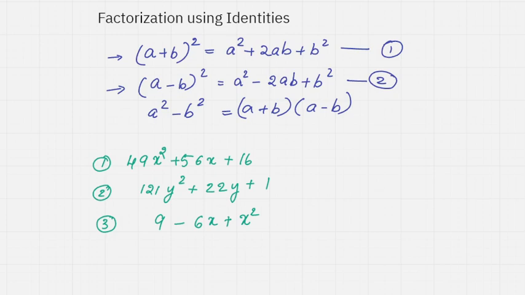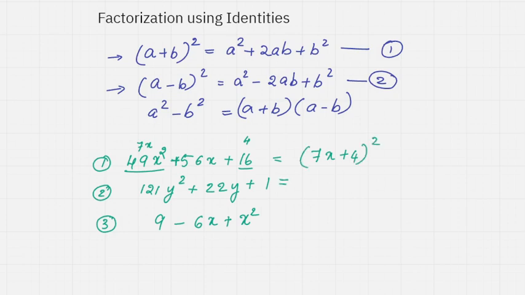Let's see the examples. 49x square plus 56x plus 16. Here this is also a trinomial, that is, 3 terms are there, and 49x square is a perfect square, 16 is also a perfect square. Looking for the square roots, here we have 7x as the square root and here we have 4. So 7 into 4 into 2 is 56. All the conditions are satisfied, so we will go for the first identity because 2ab is positive, and your answer will be 7x plus 4 the whole square.